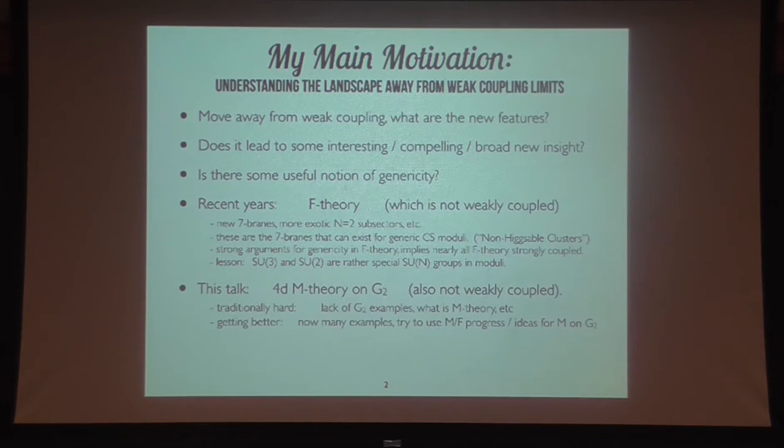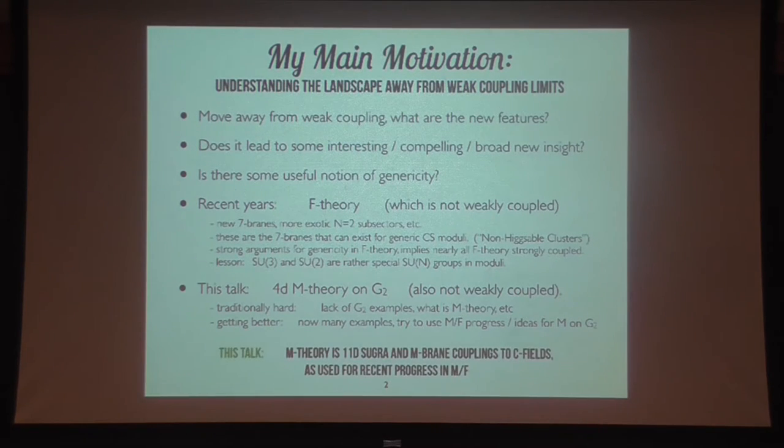This talk is all about M-theory on G2, which is also not weakly coupled. Traditionally, this theory is hard. It's hard because traditionally there haven't been many examples. We don't have a full definition of M-theory. But it's getting better. One of the reasons is that there are many examples now. And the other is that people who have been doing F-theory have been taking an M-theory approach very far in recent years. One of the questions is, with these examples and also in general, can we use those sorts of techniques to make progress with M-theory on G2?